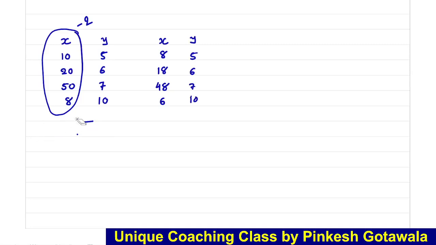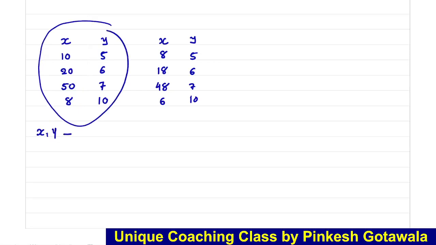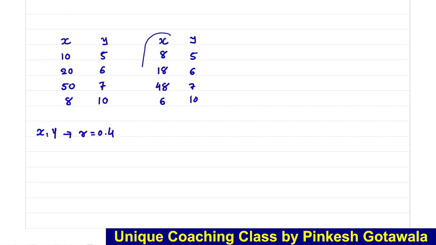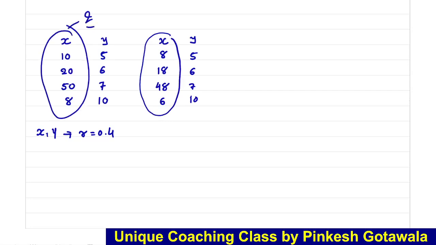So here you find R between x and y. First of all, between x and y we found R, and the answer is 0.4. Now you subtract 2 from all values of x. From the values of x we subtracted 2, so you get this observation, and no change in y.